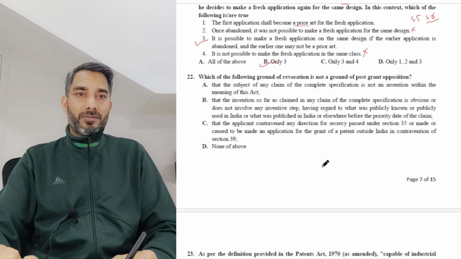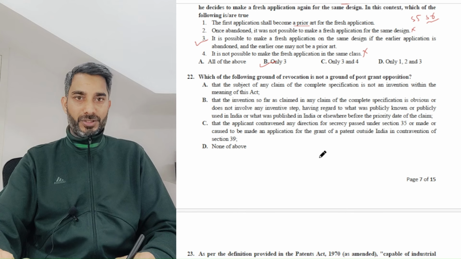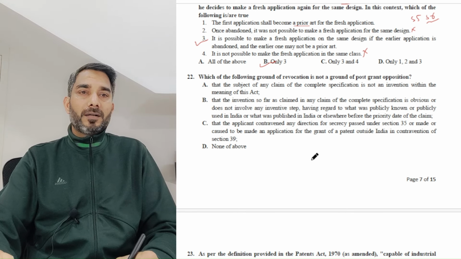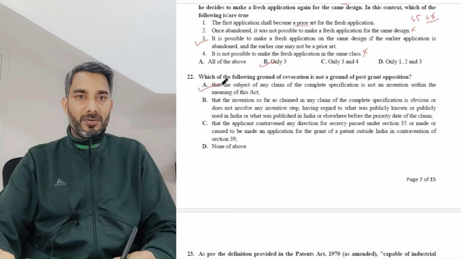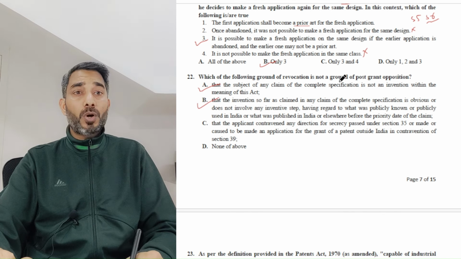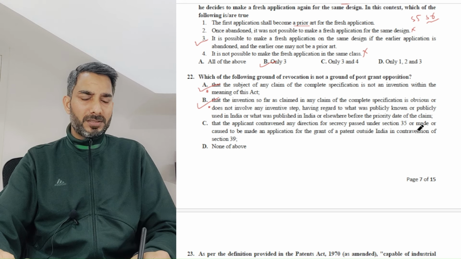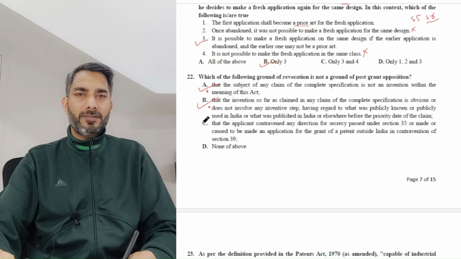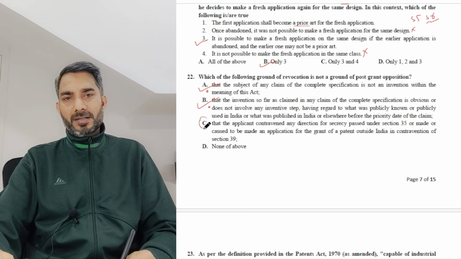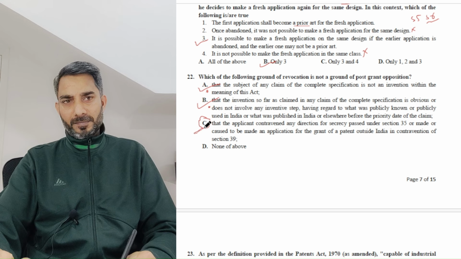Which of the following grounds of revocation is not a ground for post-grant opposition? Not an invention is of course a ground. That the invention so far claimed in the claim of the complete specification is obvious. Yeah, this is also a ground. This is a ground. This is a ground. That the applicant contravened any direction of secrecy passed under section 35. This is only for pre-grant and post-grant. This is not there in post-grant revocation.